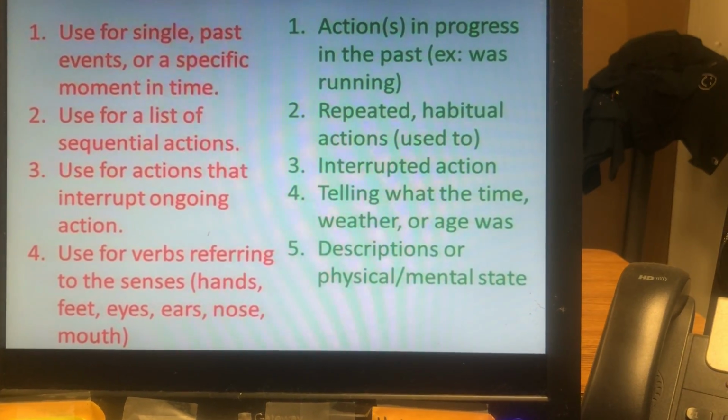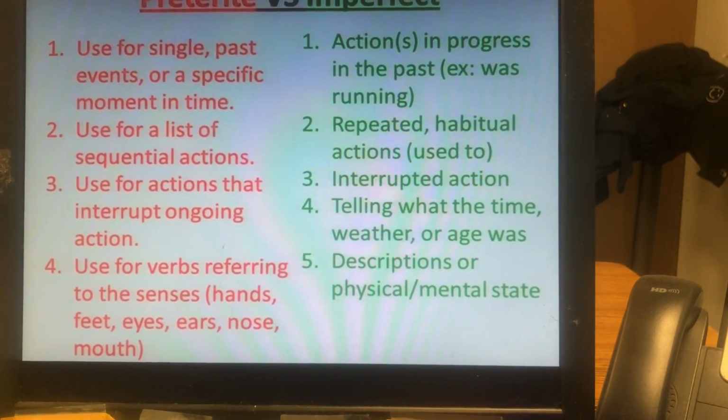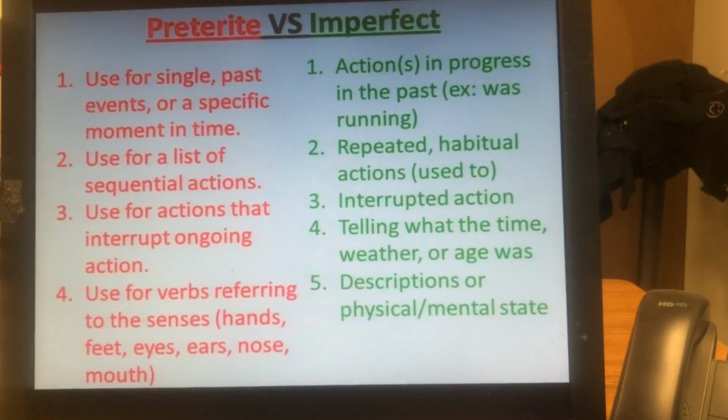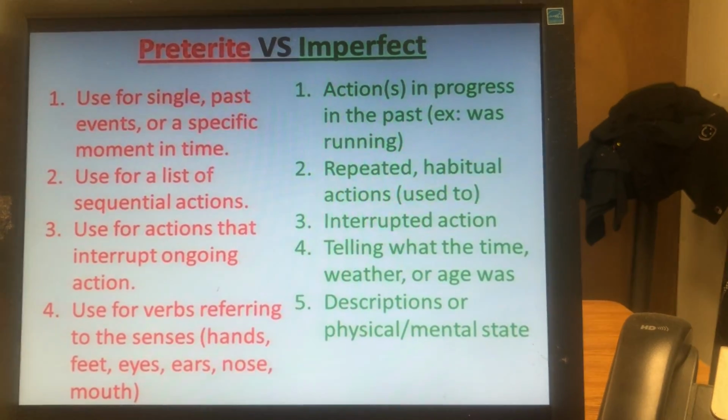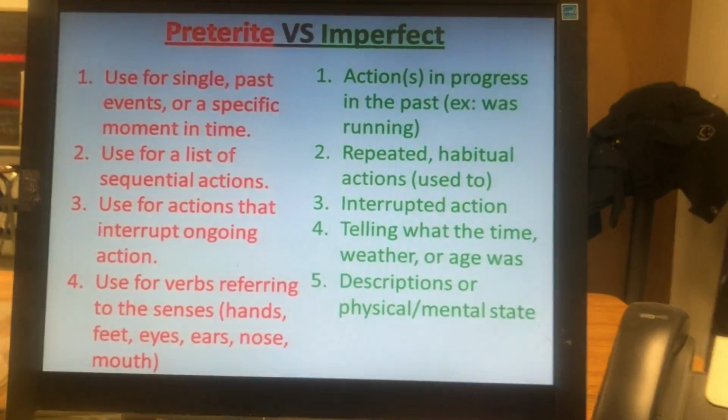Telling what the time, weather, or age was, and descriptions of physical and mental state. So I was sad. That's like emotions, right? I was sad. I was happy. Those are all usually part of the background information describing that sort of stuff.